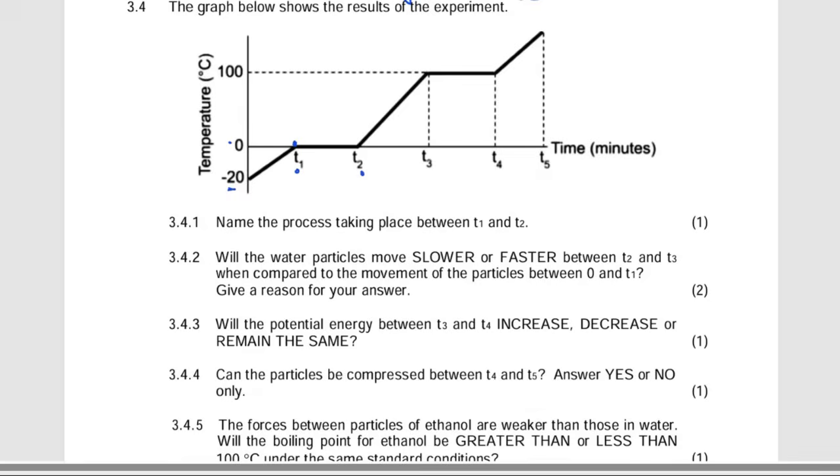So between T1 and T2, it means here we're still having some ice. So what is happening to that ice? It is still melting. So there is what we refer to as melting.